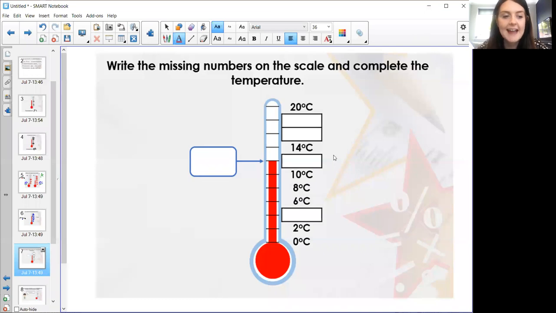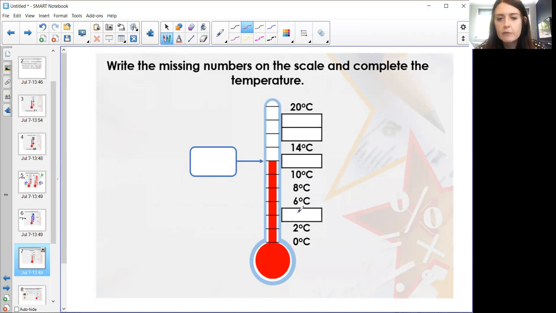The next type of question that you're going to be faced with this week, which we've been doing all along actually because I've been teaching you to do it for each question, is asking us to fill in the numbers on the scale and then write the temperature. So it's just what we've been doing already.